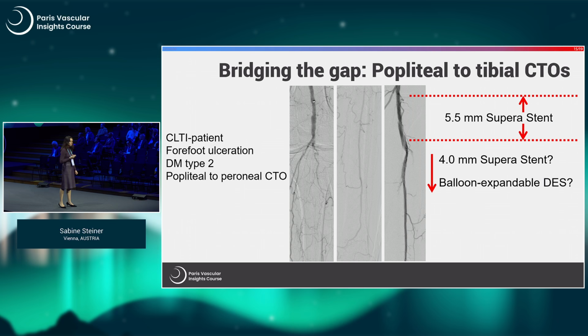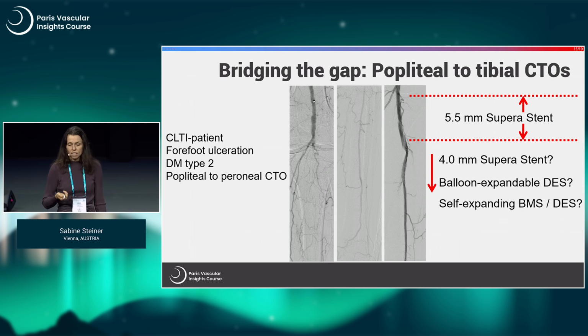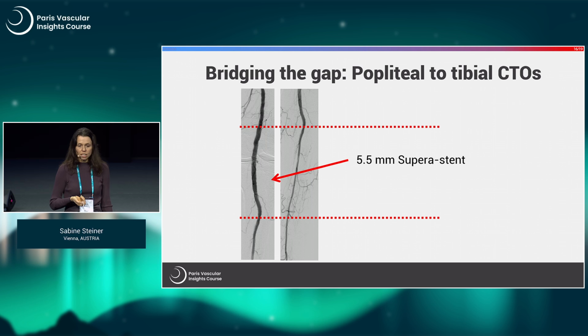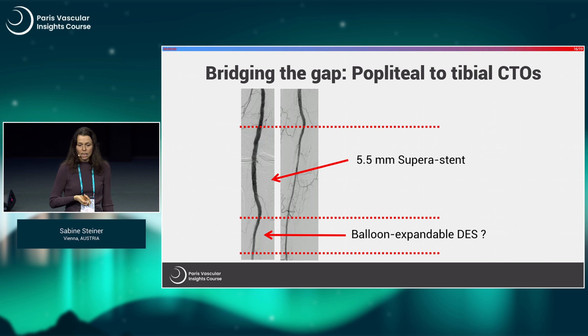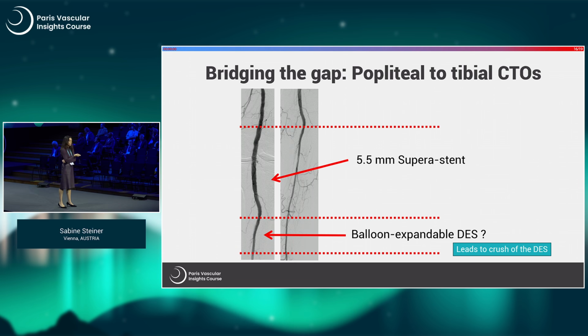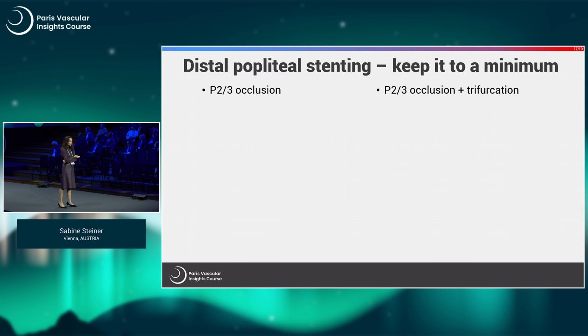Small Supera, balloon-expandable, drug-eluting, self-expandable BMS, DES, of course bioresorbable scaffolds. I think you have to be very, very careful. This case was solved with a Supera. But should we implant a balloon-expandable DES here? We have seen over the last years quite some crushes of DES because the Supera stent is moving quite a lot. So I don't think there's an optimal solution. It should be, for me at least, to keep distal popliteal stenting to a minimum.